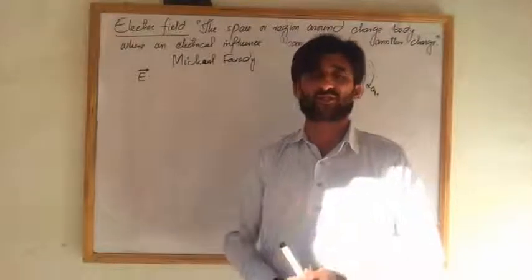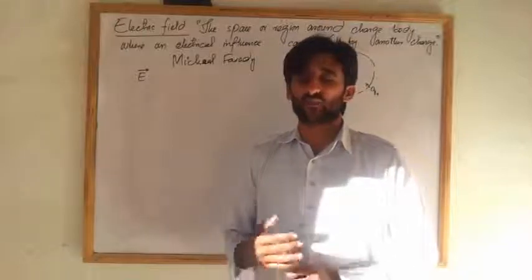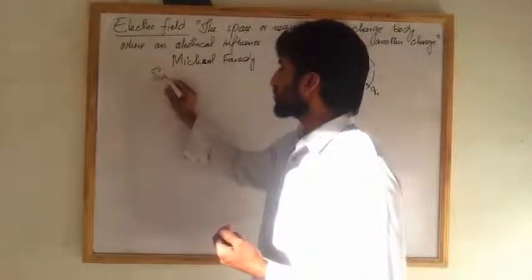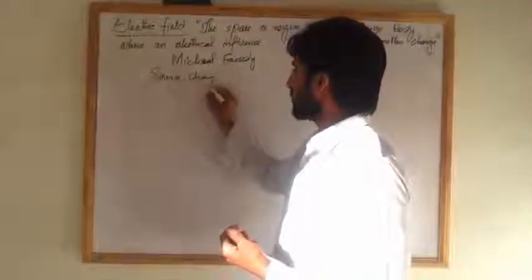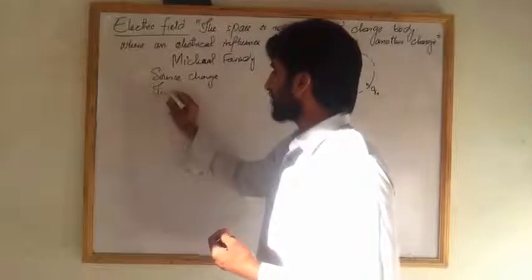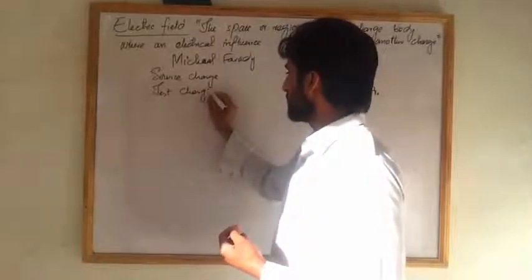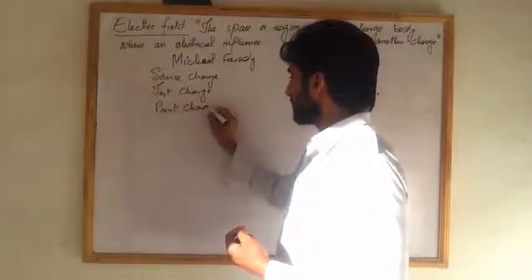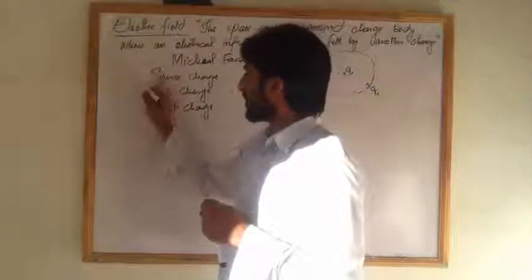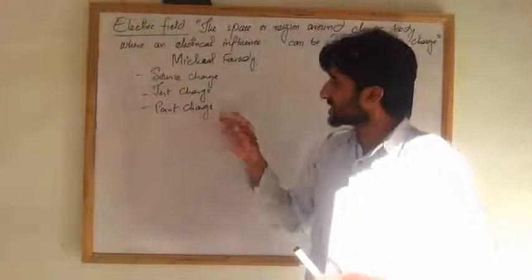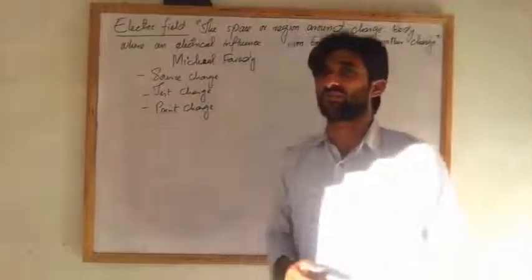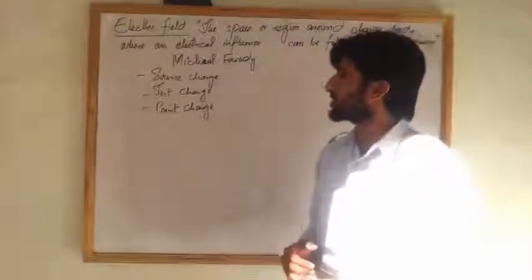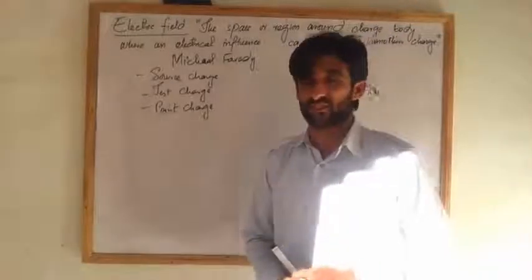Then I have to explain these charges. Sometimes we say source charge. What is a source charge? And the other one is the test charge, and another one is the point charge. So in physics, we talk about these three types of charges whenever we deal with fields like the electric field: the source charge, test charge, and point charge.